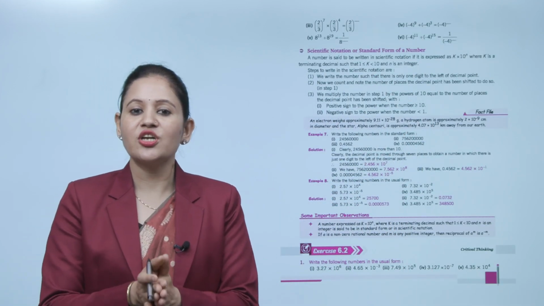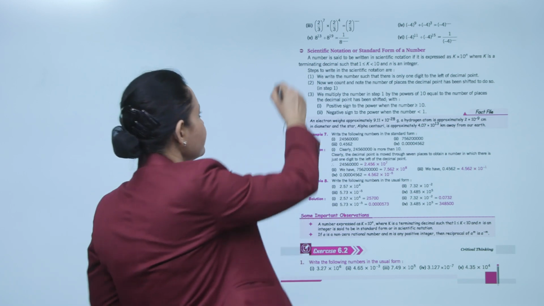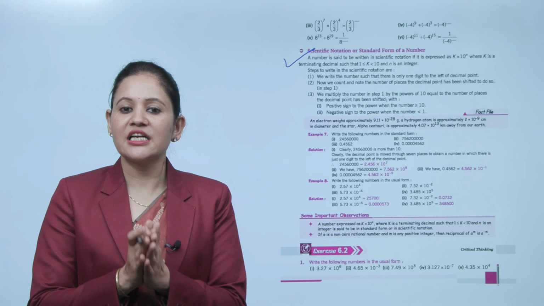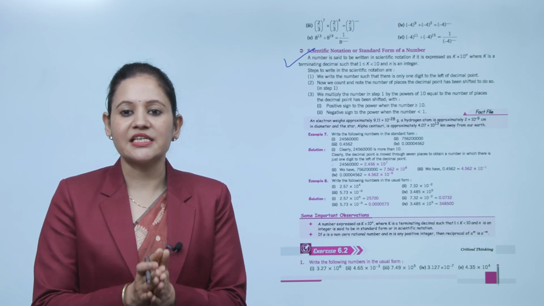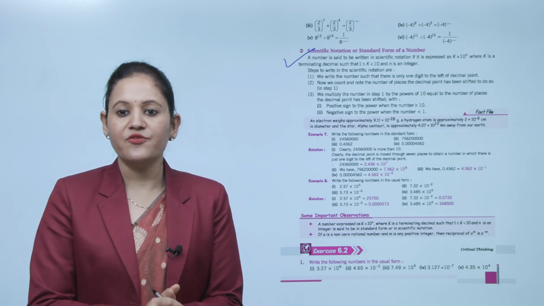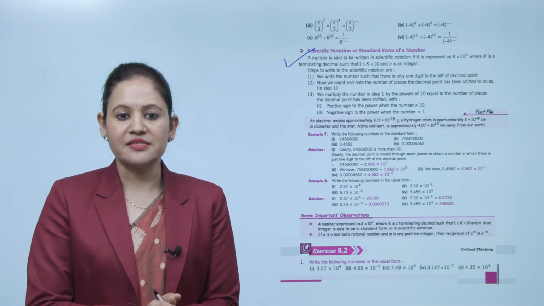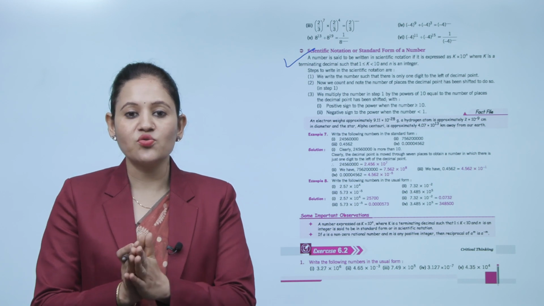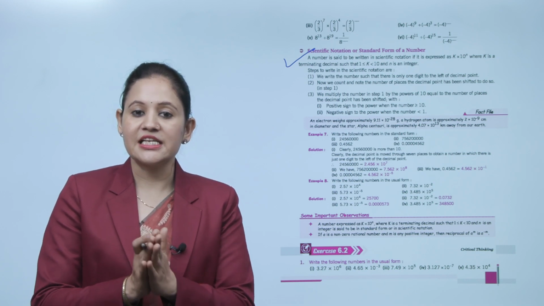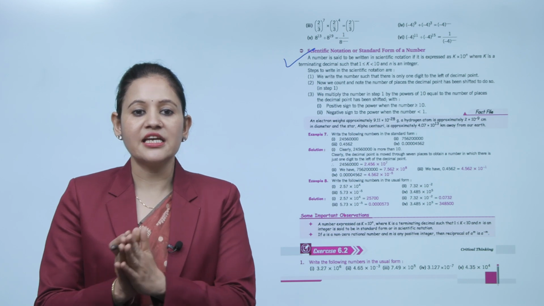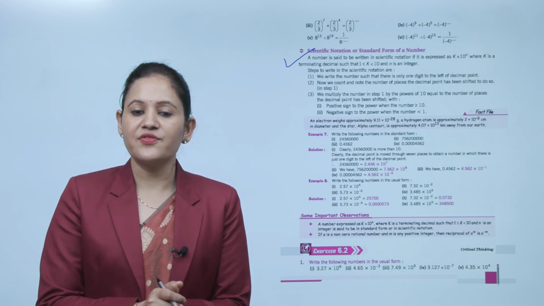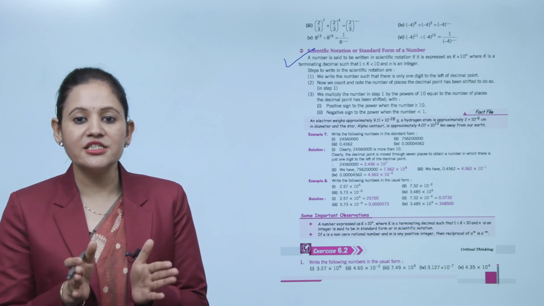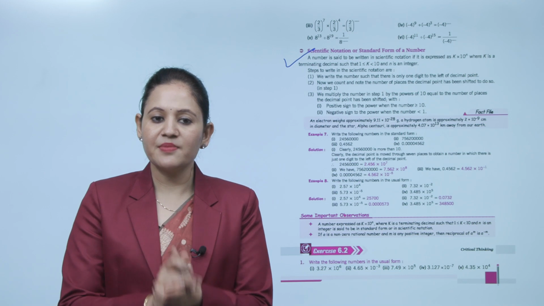Next is scientific notation, or the standard form of a number. A number is said to be written in scientific notation if it is expressed as k into 10 to the power n, where k is a terminating decimal such that k is greater than or equal to 1 and less than 10, and n is an integer. Steps to write the scientific notation: we write the number such that there is only one digit to the left of the decimal point.